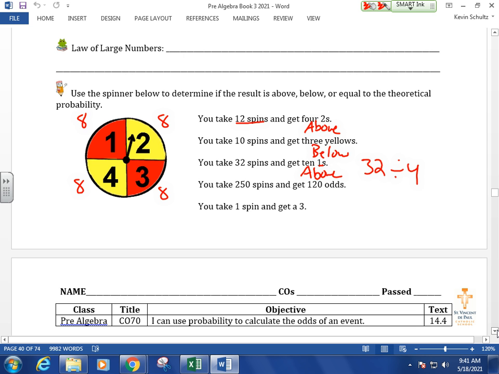You take 250 spins and get 120 odds. So we're back to only looking at 2 options here, right? You can get an even number or you can get an odd number. If you take 250 spins and there are 2 options you could get, how many of each one should you get? Aiden? 125. Just half and half. You get 120. What do you think? Above, below, equal? Below.